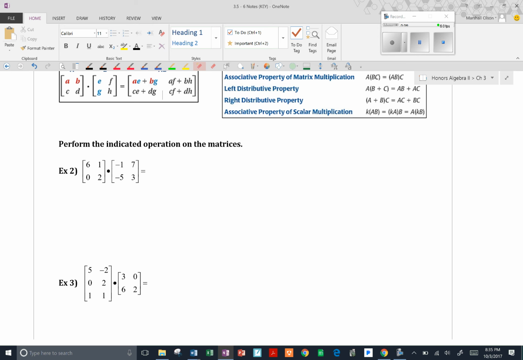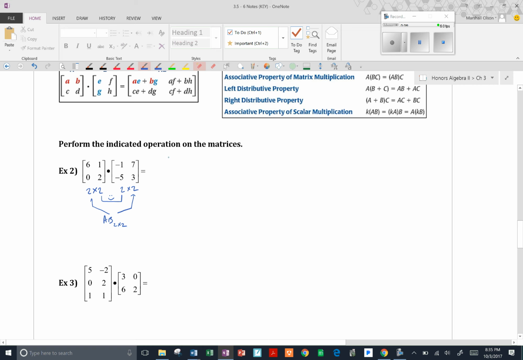All right, let's take a look at this first example here. We have A, and if at any point in time I'm going too fast, or if you didn't catch something, rewind it. And if you still don't get it, shoot me an email or come in and ask. We have a 2x2 and a 2x2. For sure we can do this. Okay, not only can we do this, but we know we're going to get a 2x2 in the end. That's going to be our resulting matrix. Okay, after we do the multiplication, we know that AB is also going to be a 2x2.